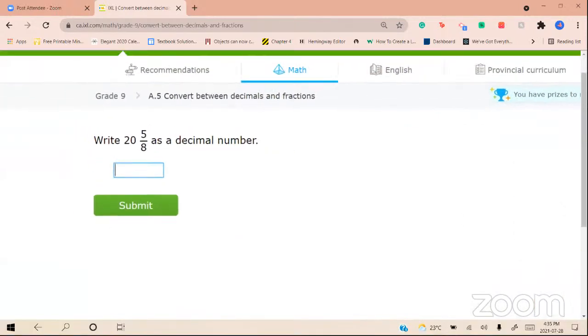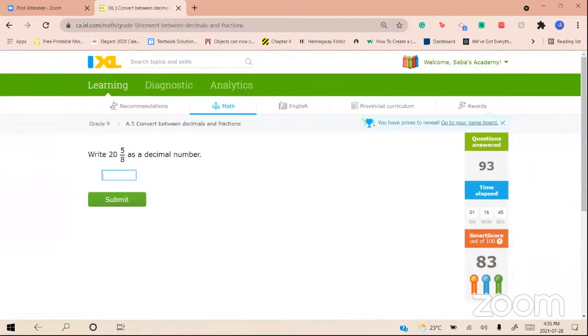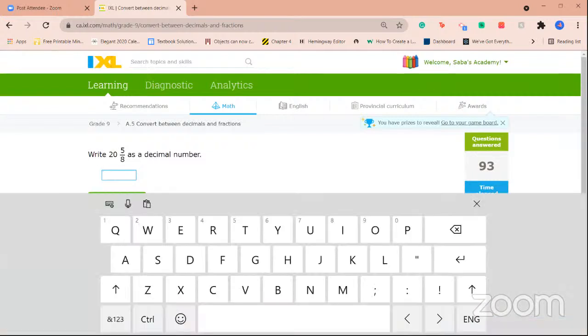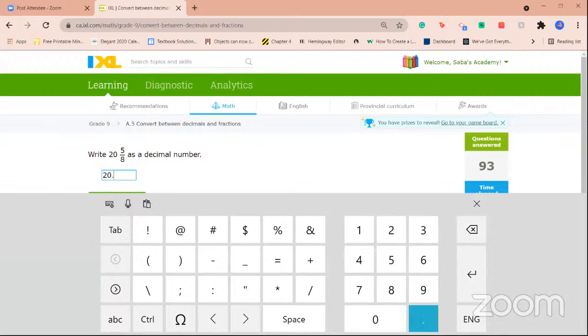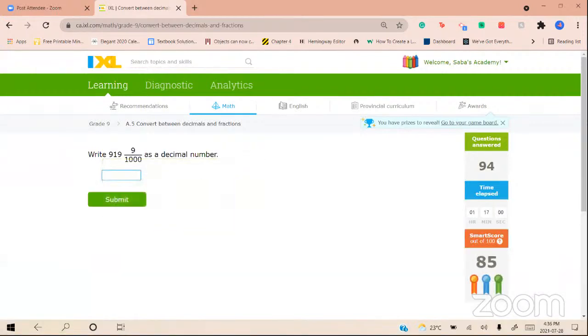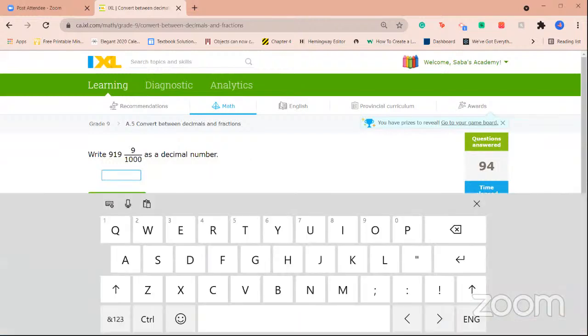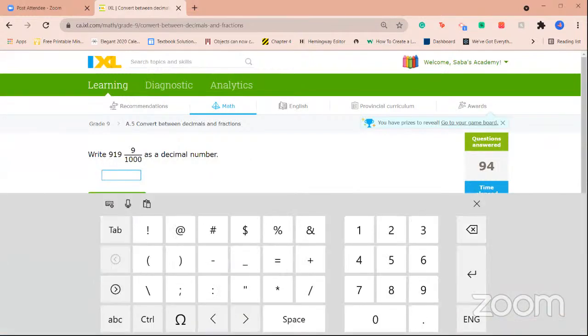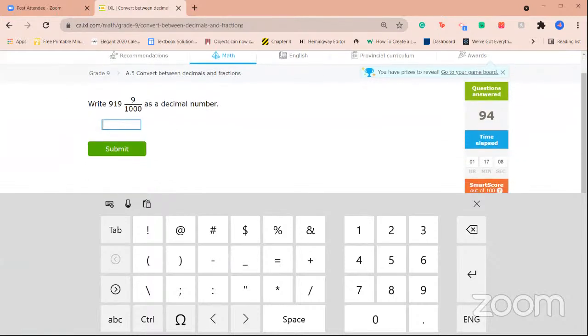Okay, now let's do this one together. So write 25/8 as a decimal number. That's going to be 20.625. Very good. Everything is getting correct right now, but over there was being wrong. I don't know why. Yeah, it's okay. We can finish this one together.